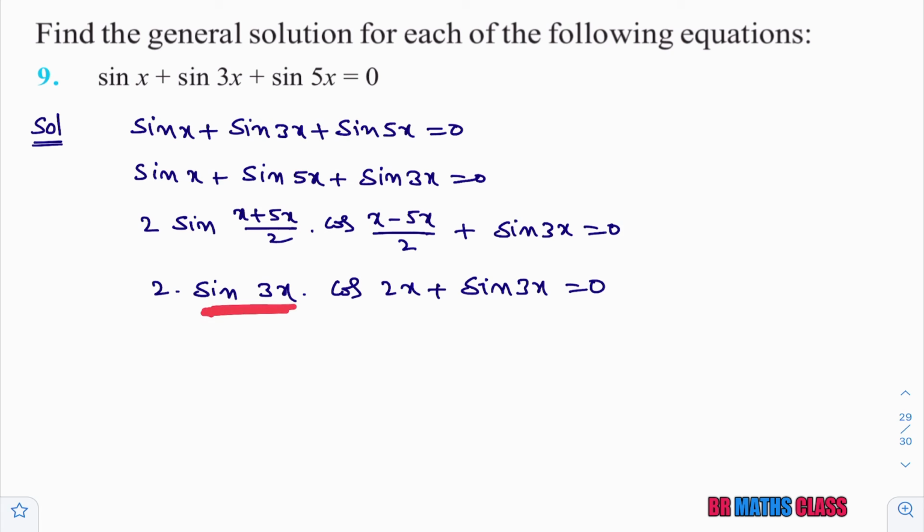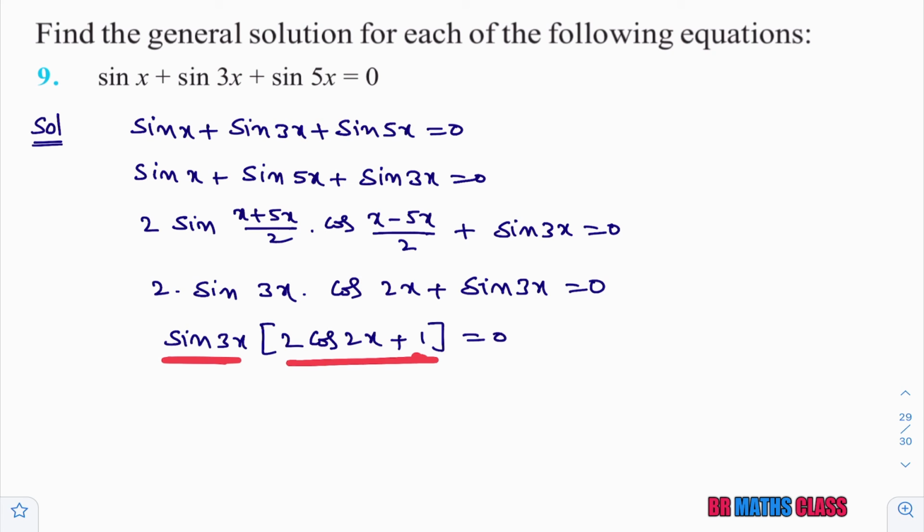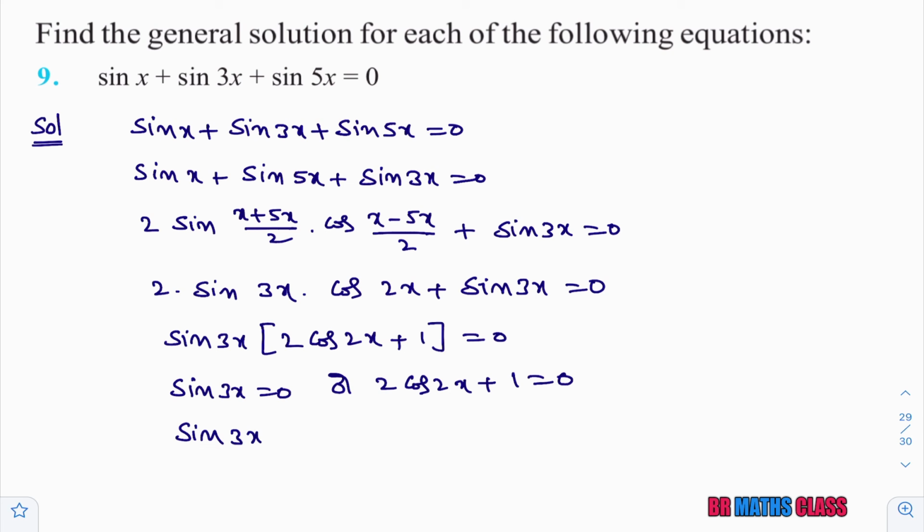Now you can observe here sin 3x is there, here sin 3x is there. I can take sin 3x common. You take sin 3x common. Then what will you get? sin 3x into (2 cos 2x plus 1) equal to 0. Here a product of two things is there. This is one and this is another. A product of two things being 0 means any one of them will be 0. So what can I write here? I can write that sin 3x equal to 0 or 2 cos 2x plus 1 equal to 0. Here I'll write again sin 3x equal to 0, or from this, what is cos 2x? Cos 2x is minus 1 by 2.